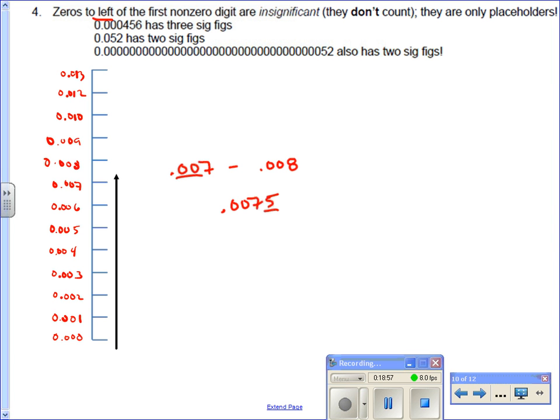Zeros to the left of the first non-zero digit are insignificant. So here's our first non-zero digit. Zeros to the left are these ones. They're insignificant. And again, that doesn't mean they're not important. The number here is 75. 7 and 5 are significant, but that number is a lot different than 0.0075. So just because we say they're insignificant doesn't mean that we can ignore them in their meaning.